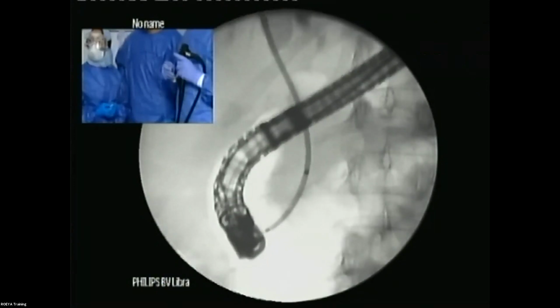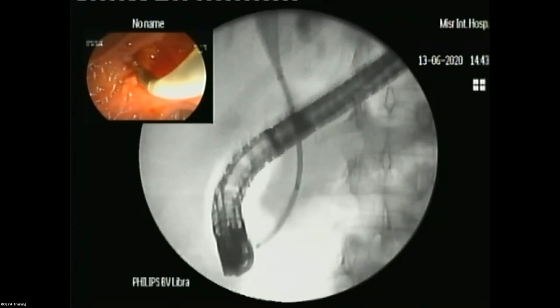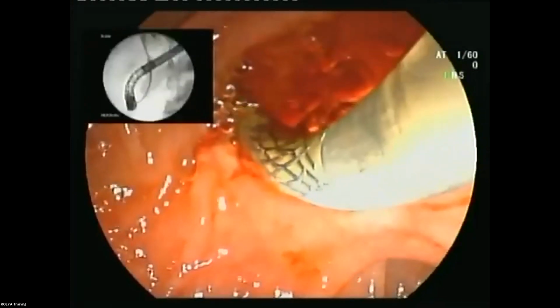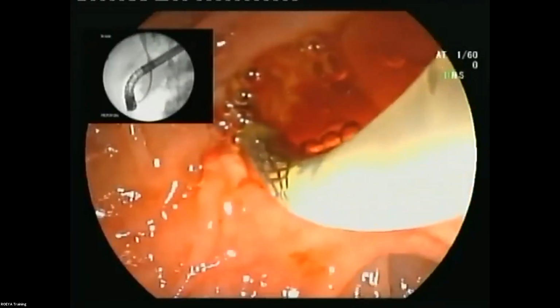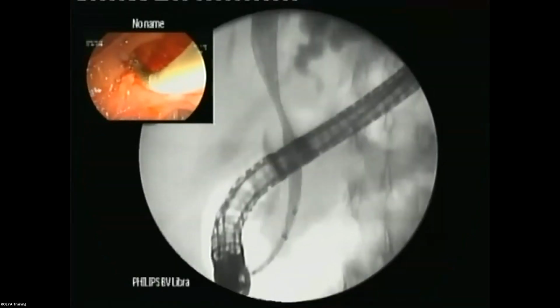You can see the distal part of the stent, and the hand is keeping it, because there is the tendency of the stent to go inside. And opening should be very smooth to ensure that there is no loop inside the common bile duct. Yes. Go. Yes. Right.